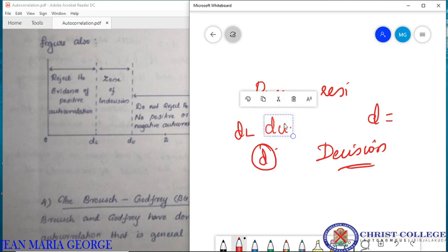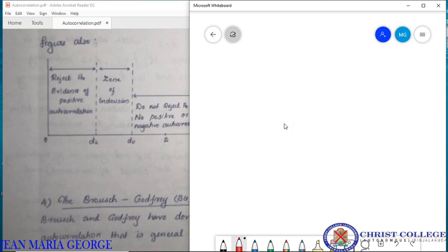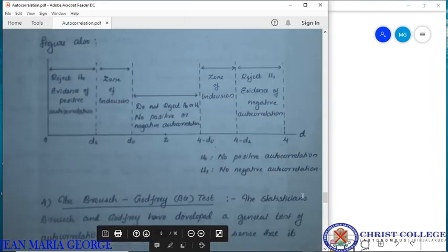Okay, now we are moving to the fourth method of detection, that is the BG test or Breusch-Godfrey test.